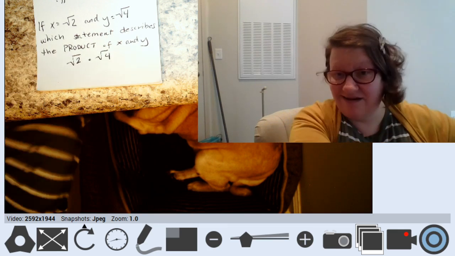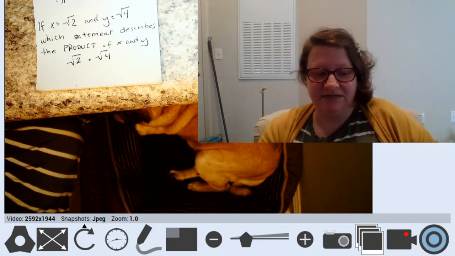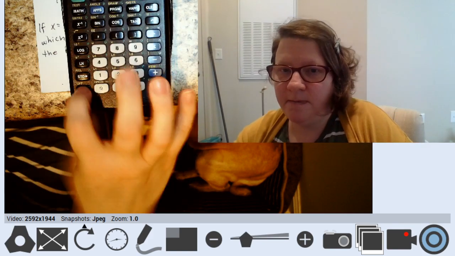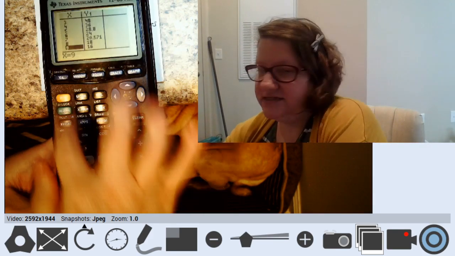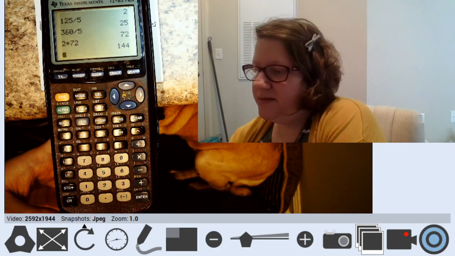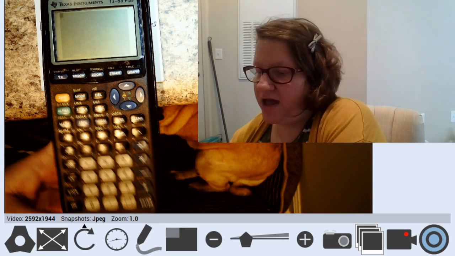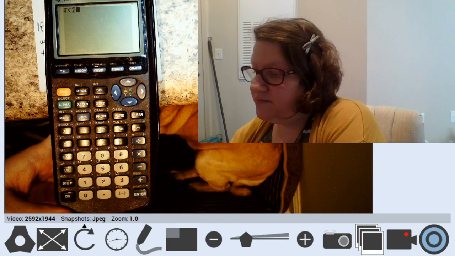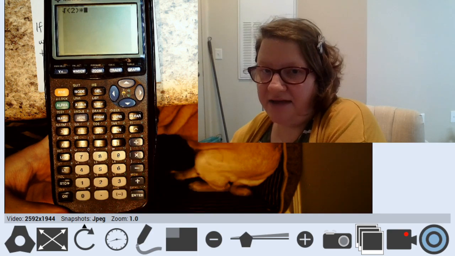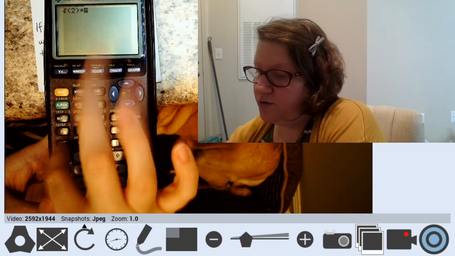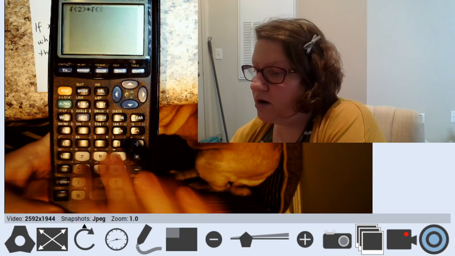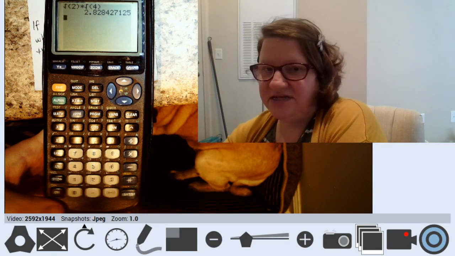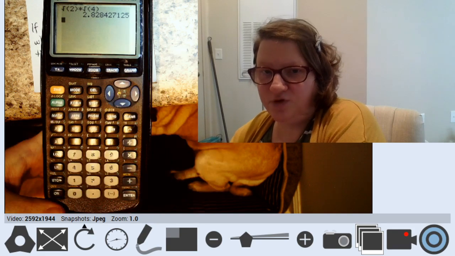I have my friendly calculator. Sometimes it helps to use technology. All right, second quit. Let me clear off my history. All right, so I have the square root of 2 times the square root of 4. And see how it gives me this long decimal?